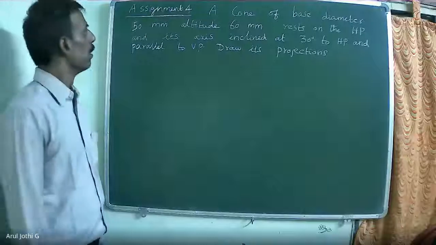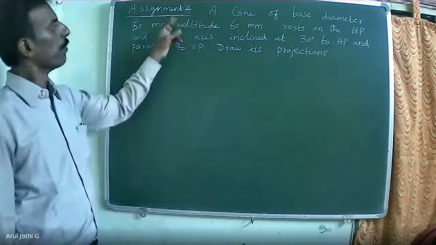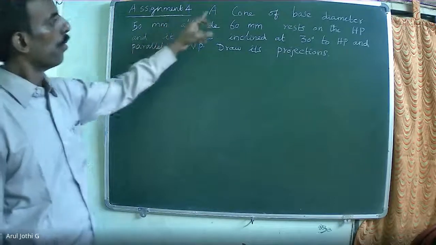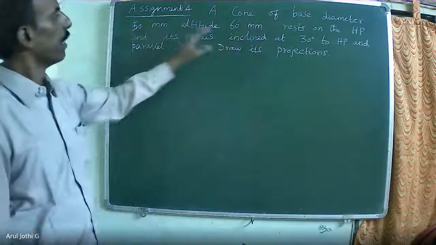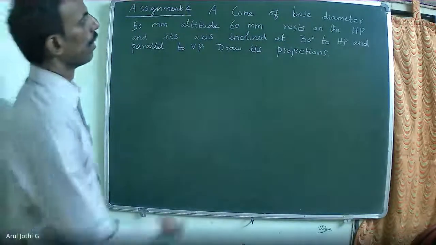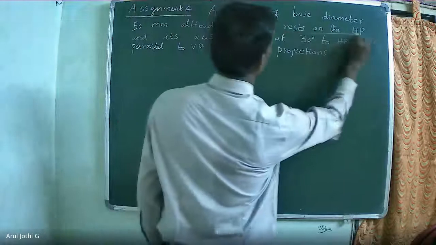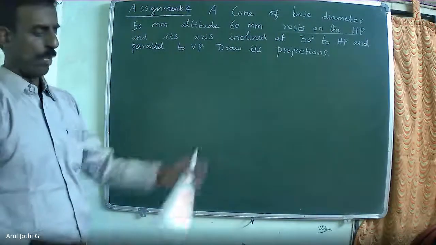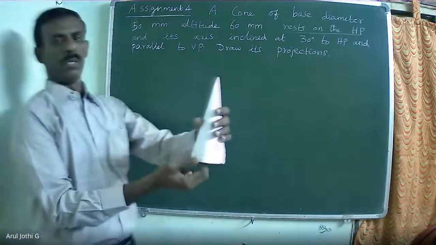In this video lecture, we are going to see assignment number 4, the cone problem. A cone of base diameter 50 mm and altitude 60 mm rests on HP. Which point will be resting on HP? This is the cone.